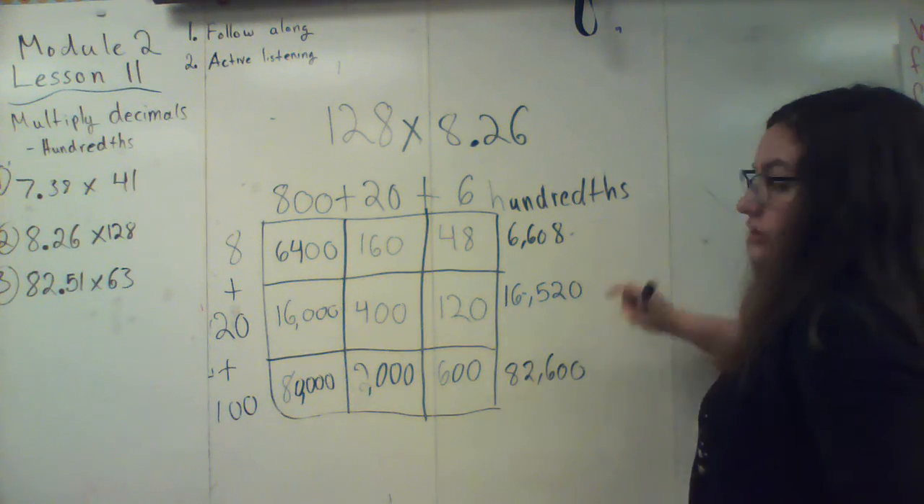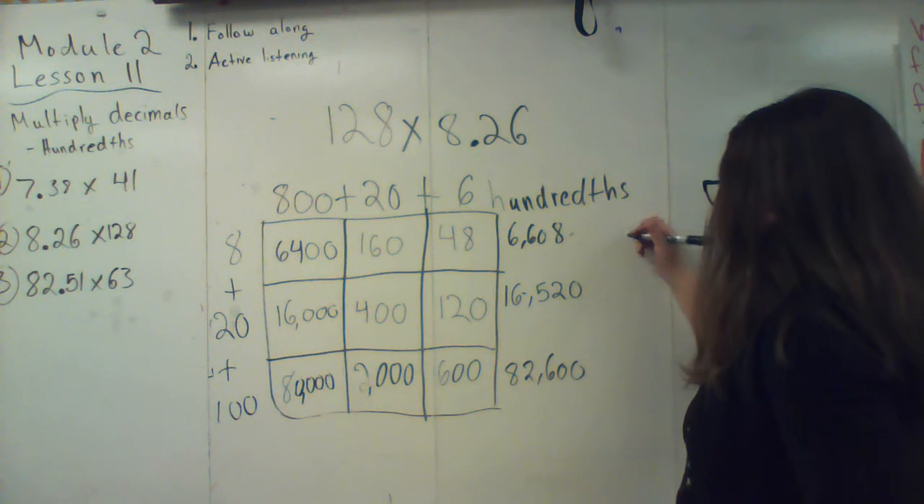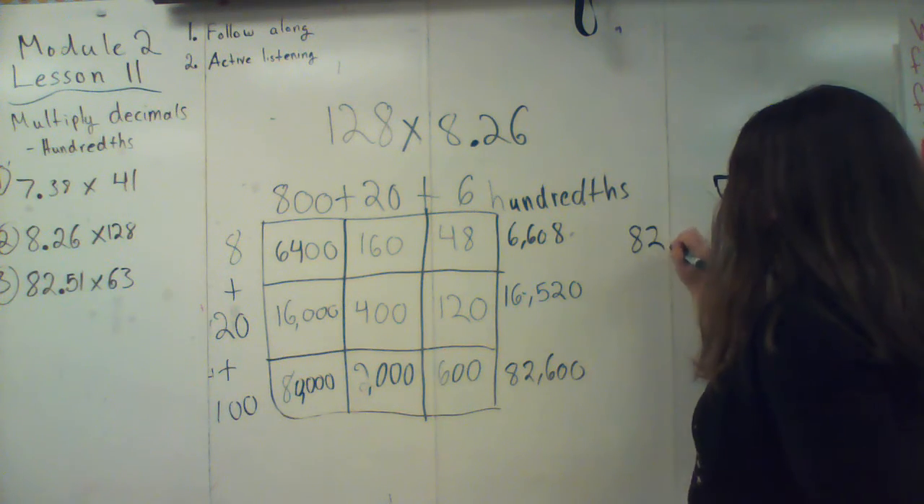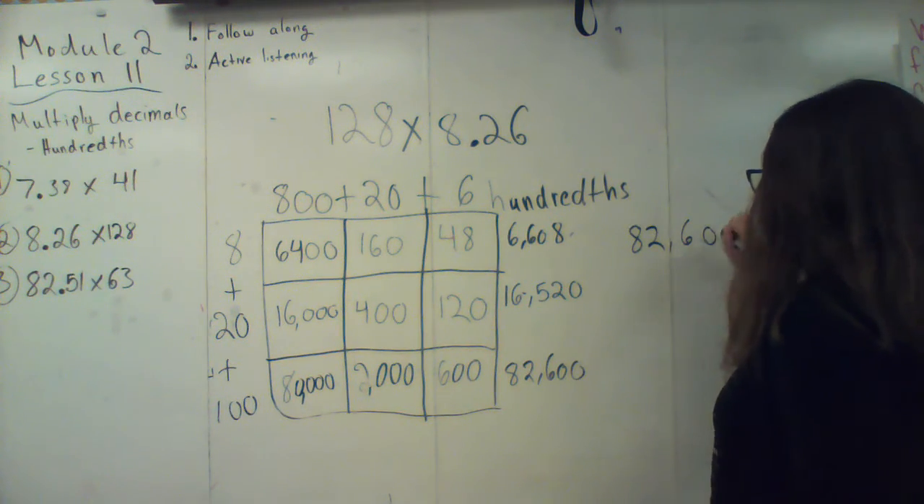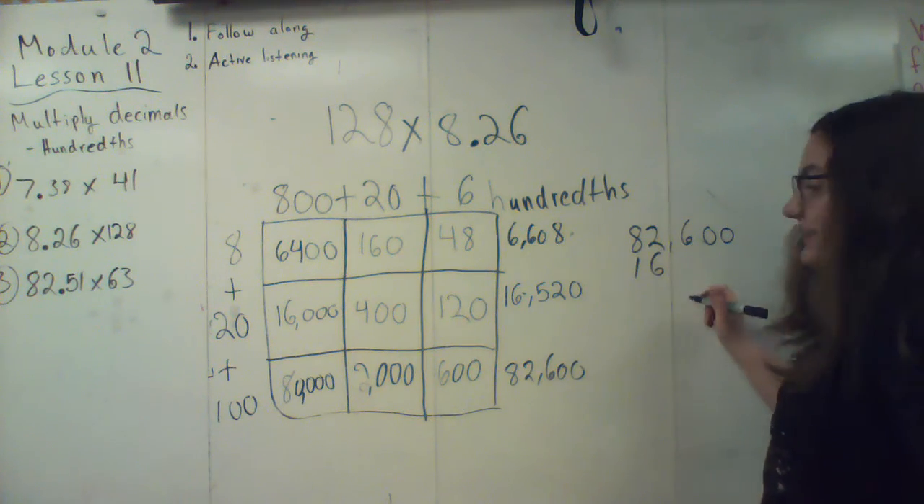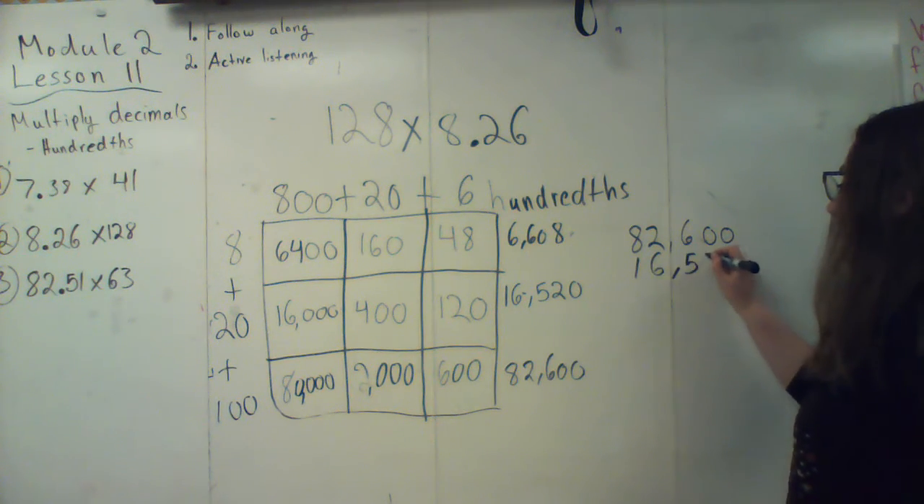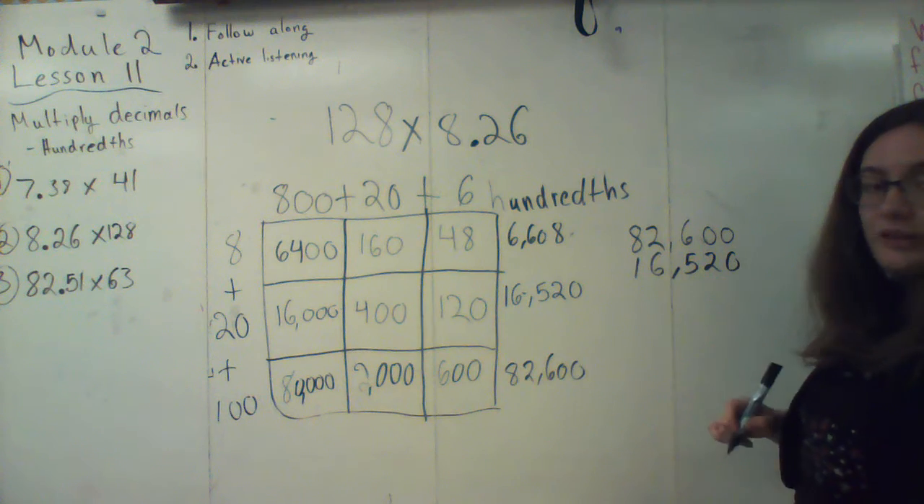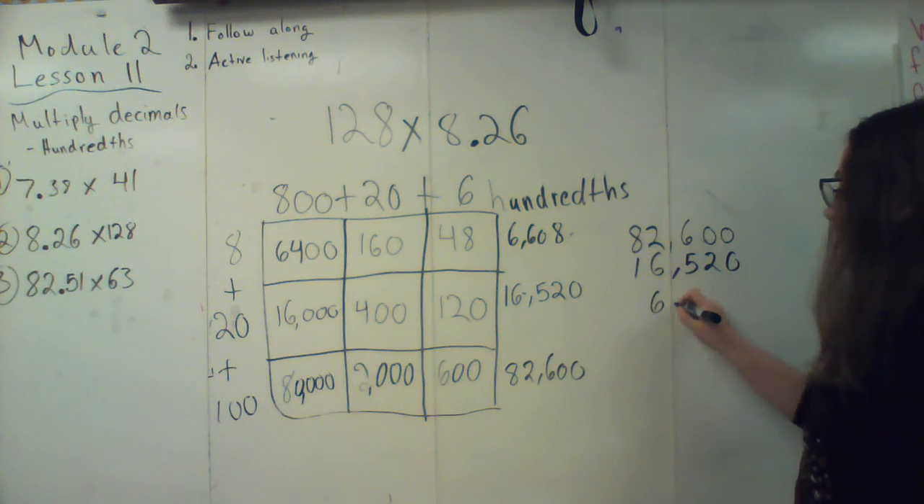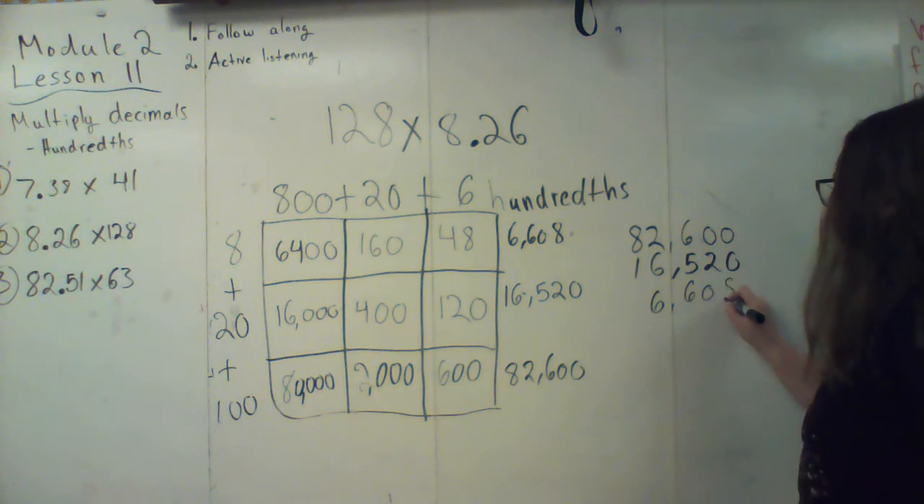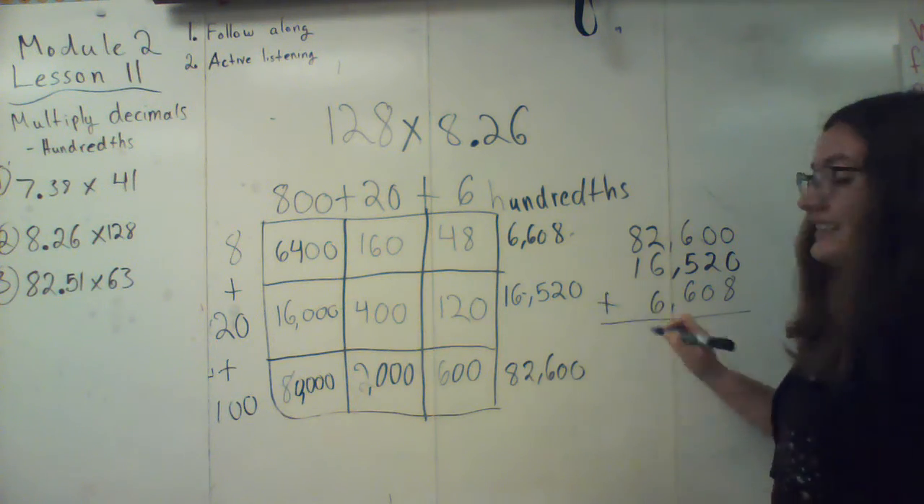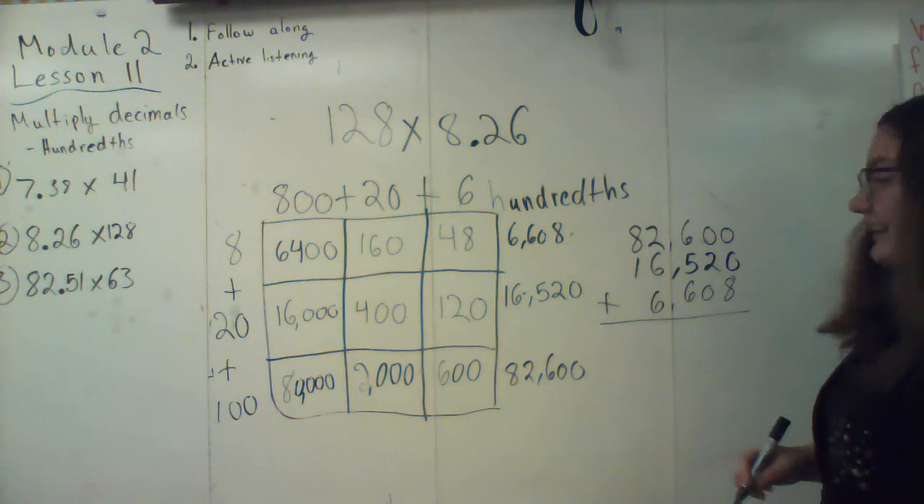Now I need to add up all three of these numbers, so I will set that up to the side. So starting with my biggest number at the top, I'm going to have 82,600 plus 16,520 plus my smallest partial product of 6,608. And now we can finally get our final products.